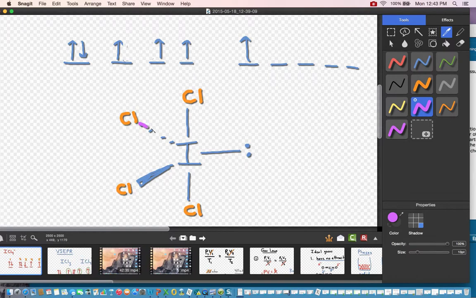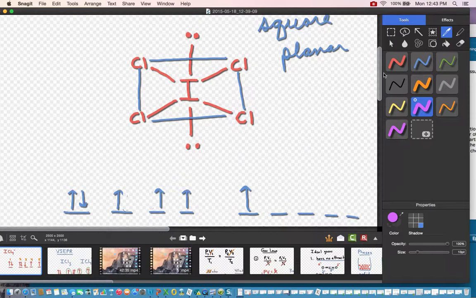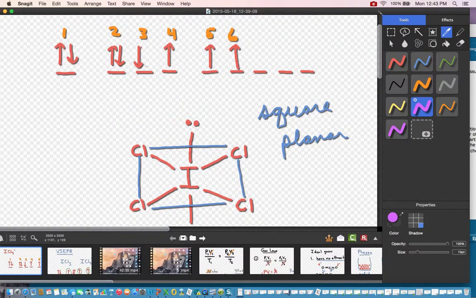And if you've ever played on a playground, you should recognize that I've just drawn a seesaw. Here's the fulcrum of the seesaw. Here are the ends of the seesaw. This is seesaw shaped. ICl4 plus and ICl4 minus have very subtle differences. They're in entirely different geometric families. And that's because one results in 5 areas of electron density, while the other one results in 6 areas of electron density.